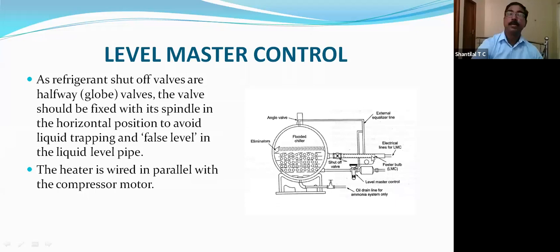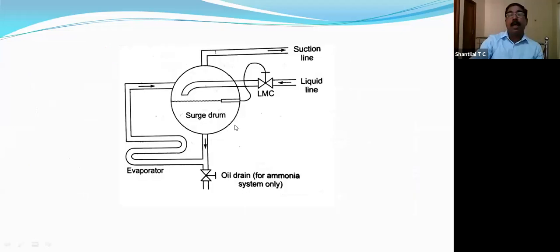So this is another sketch of a flooded LMC. This is the LMC in side view, this is the drum, and this is the liquid level. In this liquid we have inserted this feeler bulb. This is a dry type evaporator.